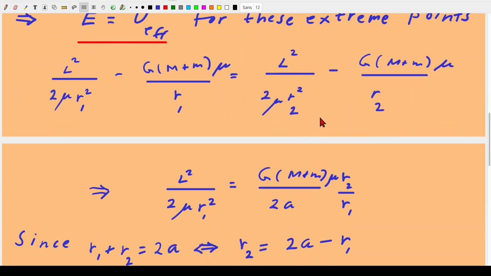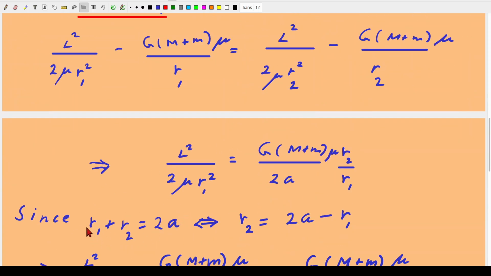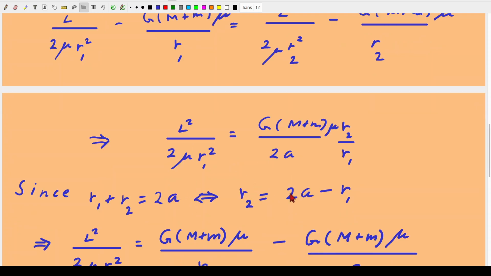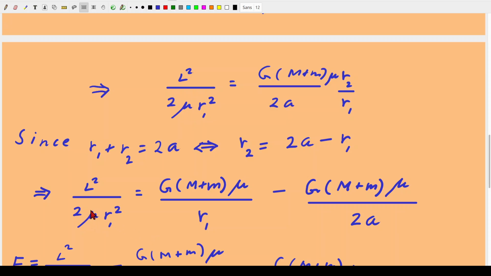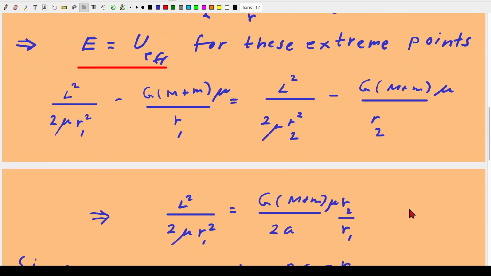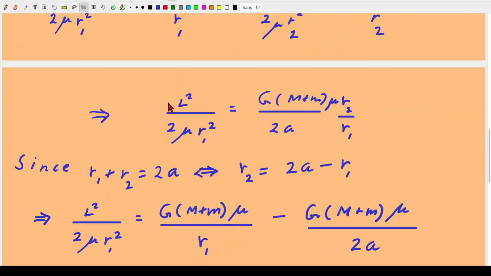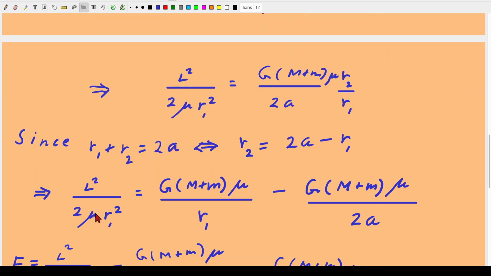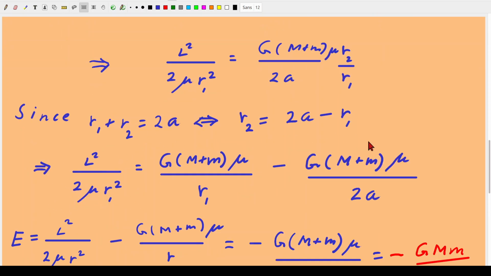I'm saying that here. So r2 equals this. Put it in here. And what do you get? Then you will get this term minus this term here. And after that, let's write down the orbital energy again. E equals this one here. But this term here equals this.